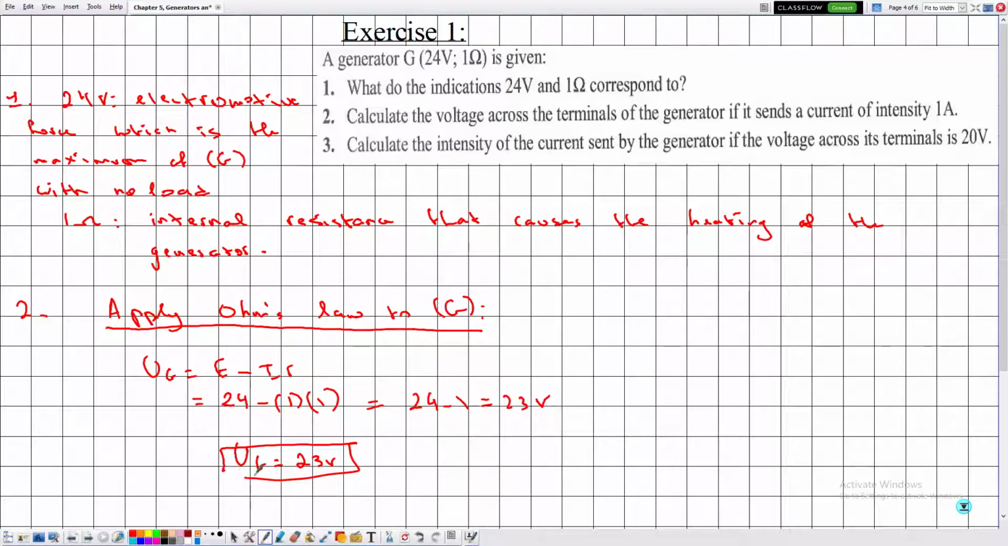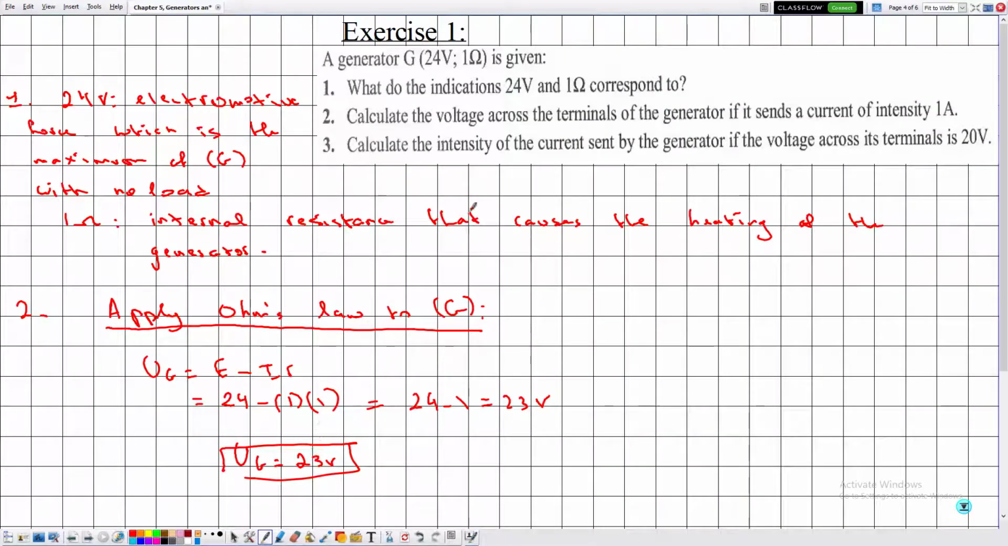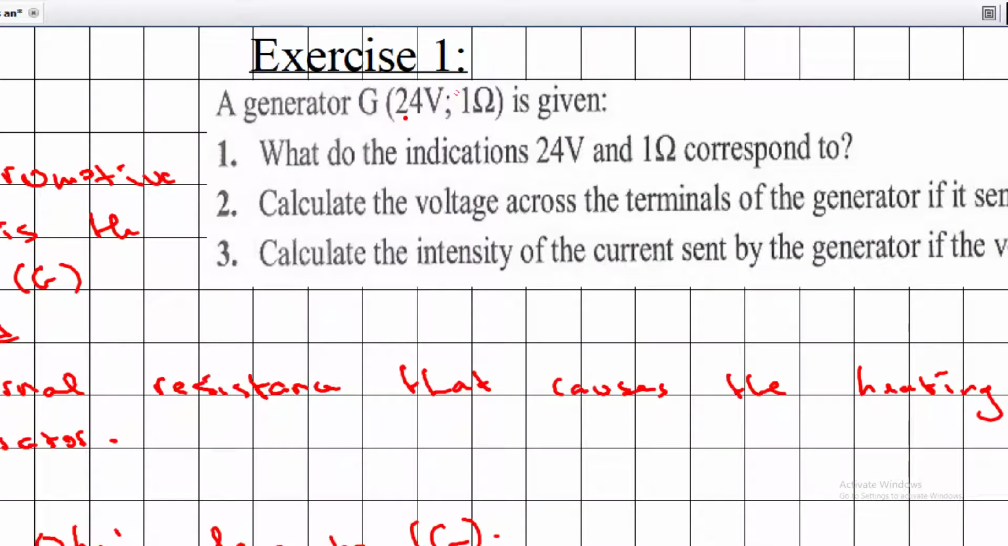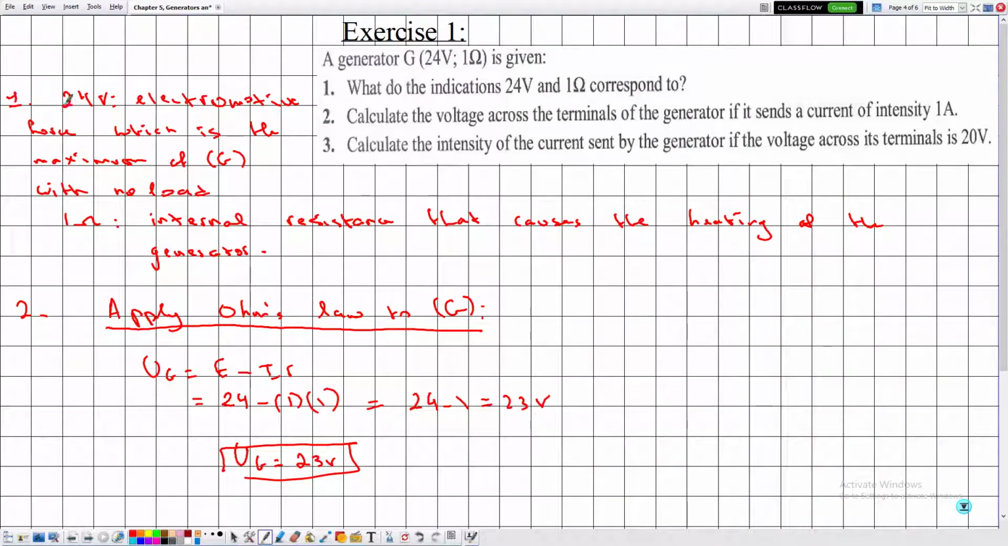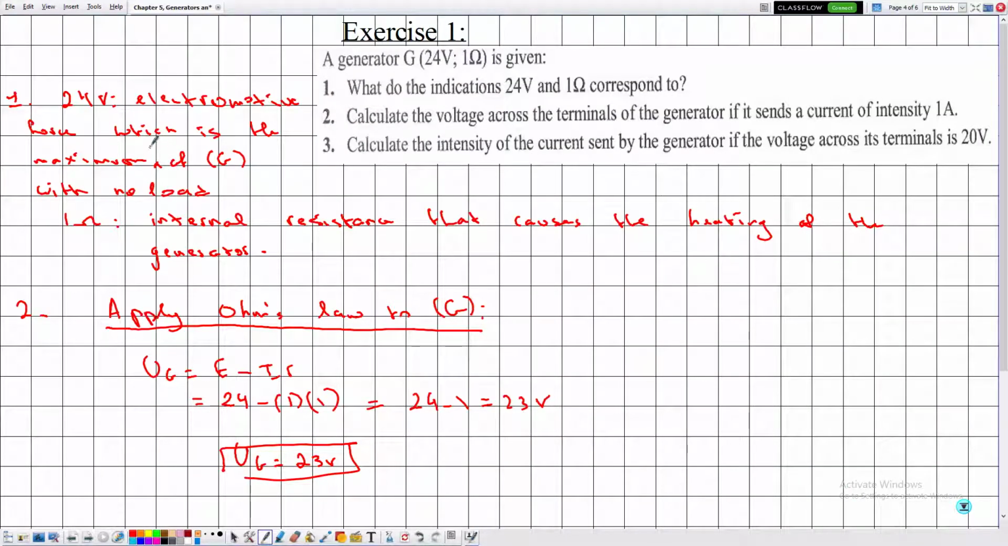And as a verification, because this is classified as a generator, notice that the supplied voltage is always less than the electromotive force, because what does the electromotive force represent? It is the maximum voltage. So because it is the maximum voltage, the value of the supplied voltage will always be less than the maximum voltage. So this is it for number 2. Now in number 3, all of these parts, 2 and 3, are independent. So now we can forget about part 2.